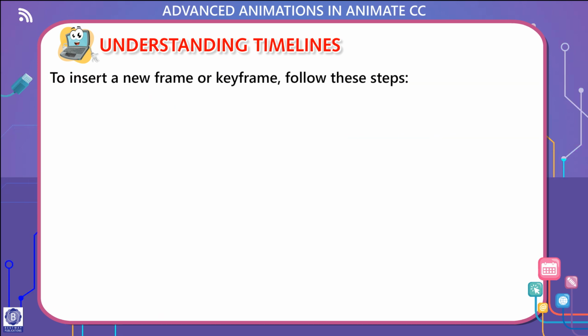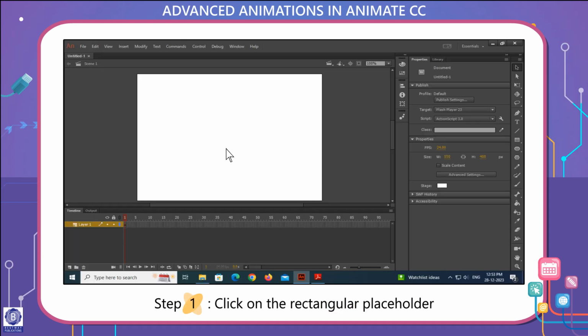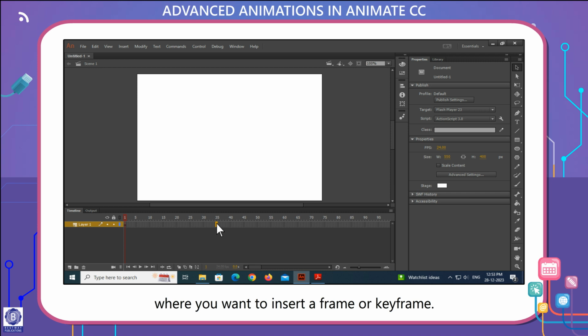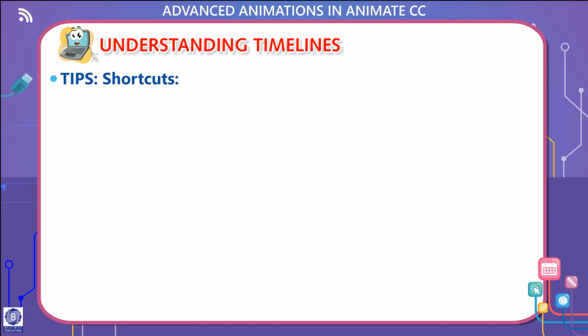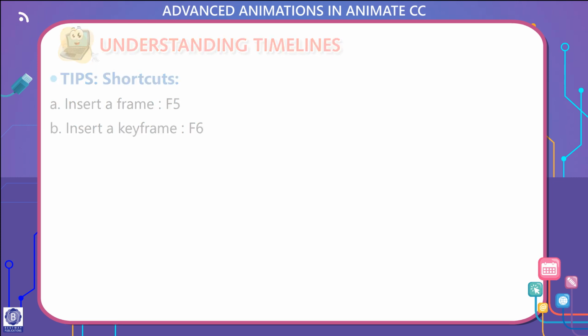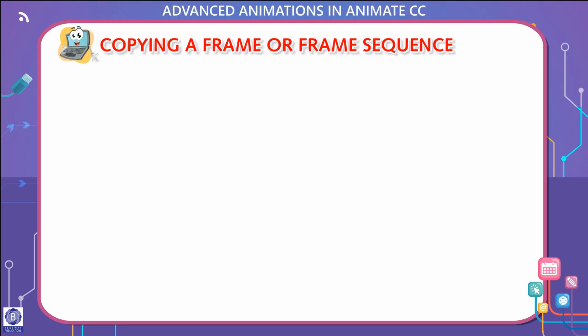To insert a new frame or keyframe, follow these steps. Step 1. Click on the rectangular placeholder where you want to insert a frame or keyframe. Step 2. Select Insert, Timeline, Frame, or Insert, Timeline, Keyframe, or Insert, Timeline, Blank Keyframe. Tips: Shortcuts. Insert a frame, F5. Insert a keyframe, F6.